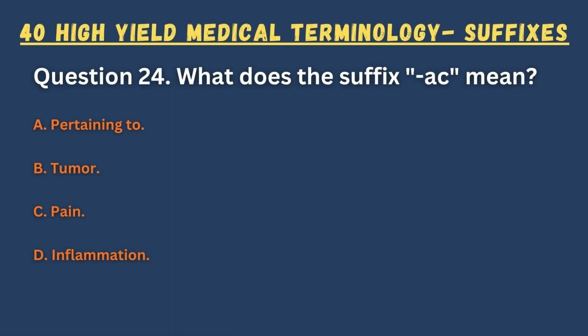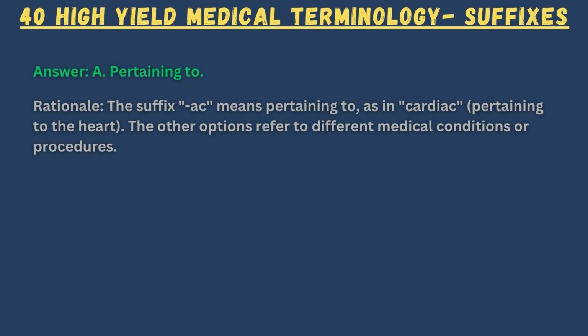Question 24. What does the suffix AC mean? A. Pertaining to. B. Tumor. C. Pain. D. Inflammation. Answer, A. Pertaining to. Rationale: the suffix AC means pertaining to, as in cardiac, pertaining to the heart. The other options refer to different medical conditions or procedures.